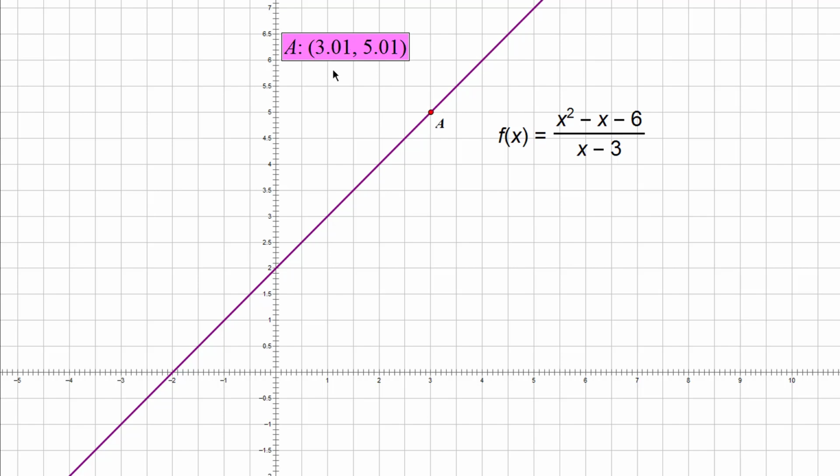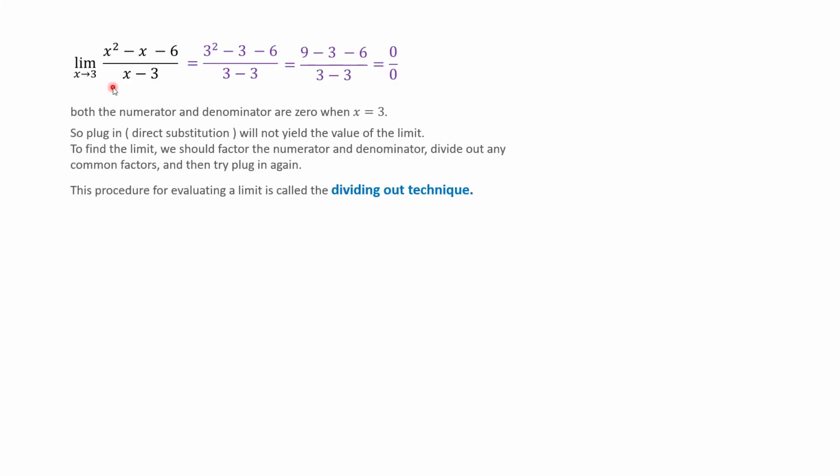Before we go back to our question, as you can see, when x approaches 3 from the right, where the value of x is a little greater than 3, the corresponding y value is very close to 5 also. So the left limit and right limit of the function as x approaches 3 equal 5. From the graph of this function, we see that the limit of the function as x approaches 3 equals 5. Now let's find the limit of the function with the dividing out technique. The first step is to factor the numerator and the denominator.